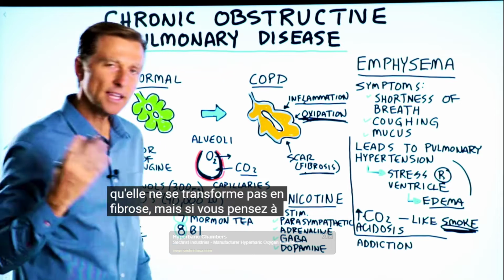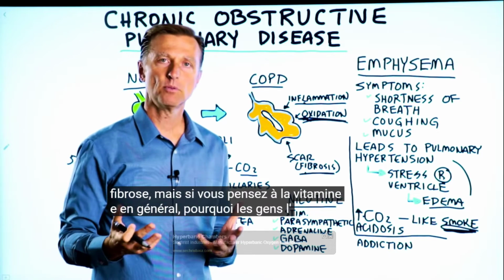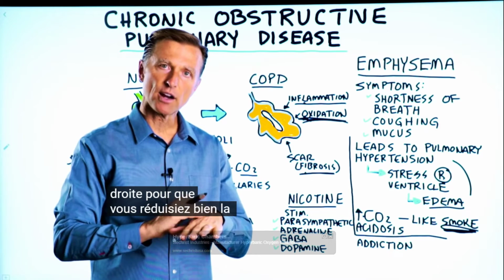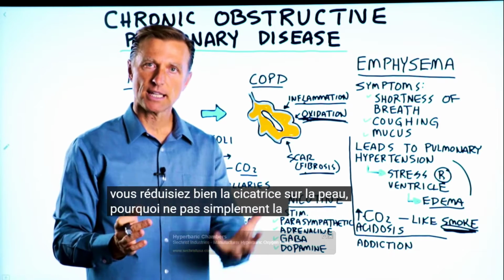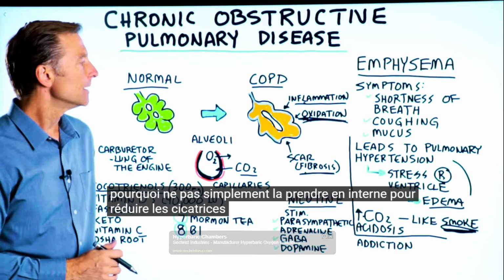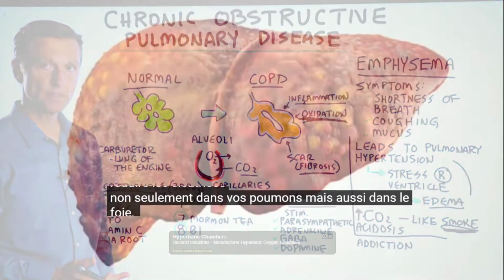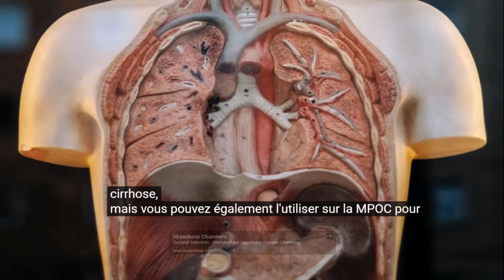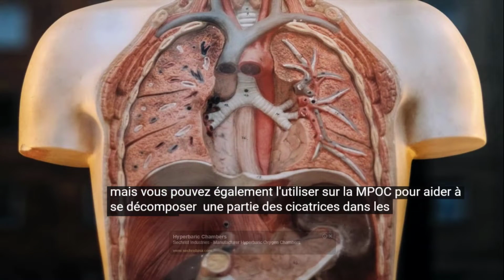But if you think about vitamin E in general, what do people use it for? They use it for scarring, right? So you're reducing scar on the skin. Well, why not just take it internally to reduce scarring too? Not just in your lungs, but also in the liver. There's some great data on cirrhosis, but you can also use it on COPD to help break down some of the scarring in the lungs.